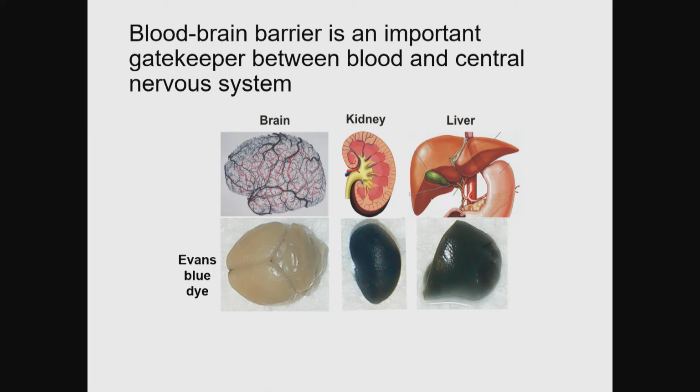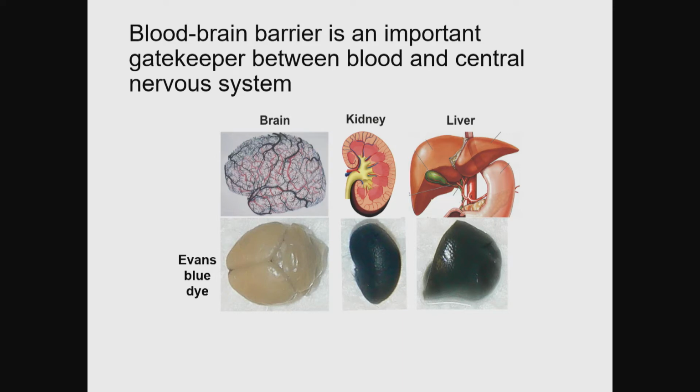So normally, these antibodies are excluded from the brain by the presence of the blood-brain barrier. The blood-brain barrier is the focus of Dritan's lab, but it's a very important gatekeeper between the blood and the central nervous system. And it can be visualized if you inject a dye tracer. In this case, we're injecting a blue dye called Evans blue into the circulation of the mouse. And then if you take out various organs, you can see that the blue tracer is taken up by the kidney and the liver, where it leaks out of those capillaries and stains the tissue.